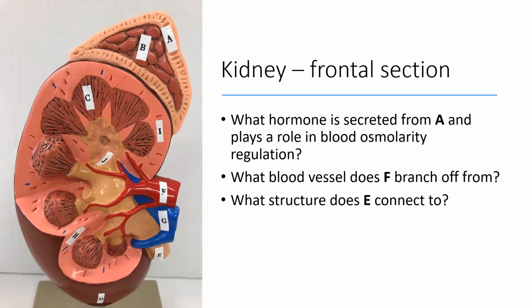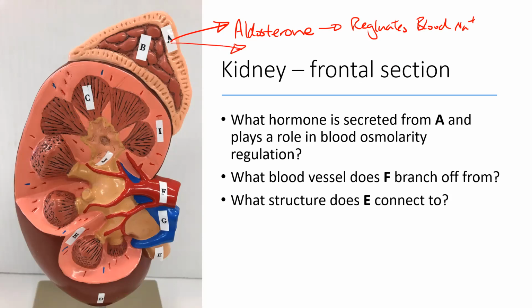What hormone is secreted from A? So from A, it secretes aldosterone. Okay, aldosterone regulates blood osmolarity. Regulate blood sodium, right? Okay, you will learn next class that this also secretes something called cortisol. Okay, and that is for long-term stress hormone.